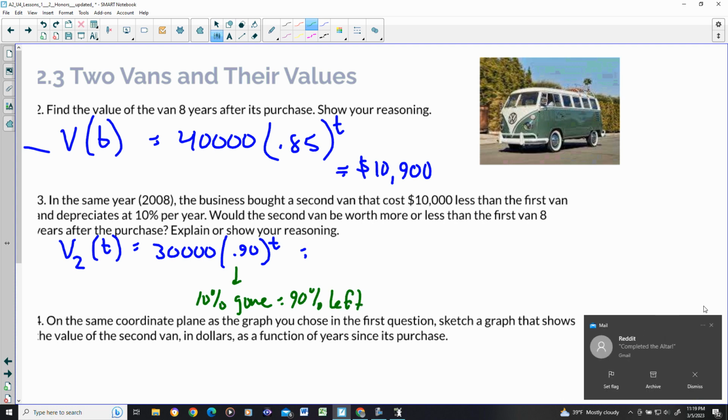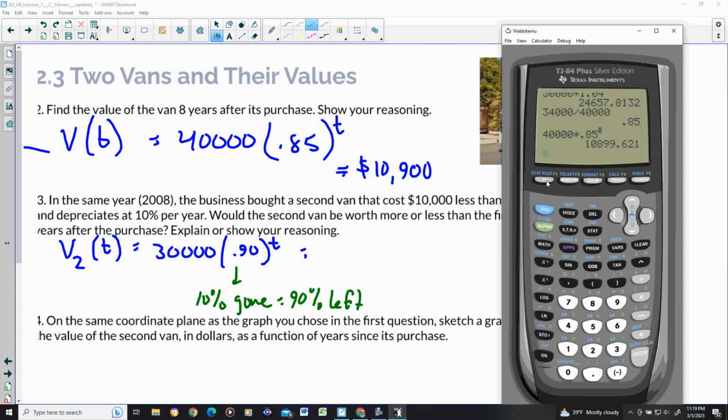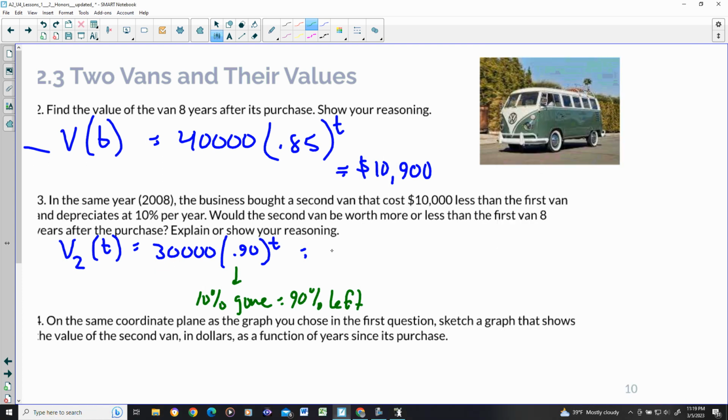And so the value here that we're going to use is 30,000 times 0.90 to the exponent 8. So it's less value. So it's a cheaper vehicle, but it retains its value. 12,914. Interesting. So cheaper vehicle, but retains its value because it doesn't depreciate as fast. So having a smaller depreciation, having it retain its value, seems fairly important.